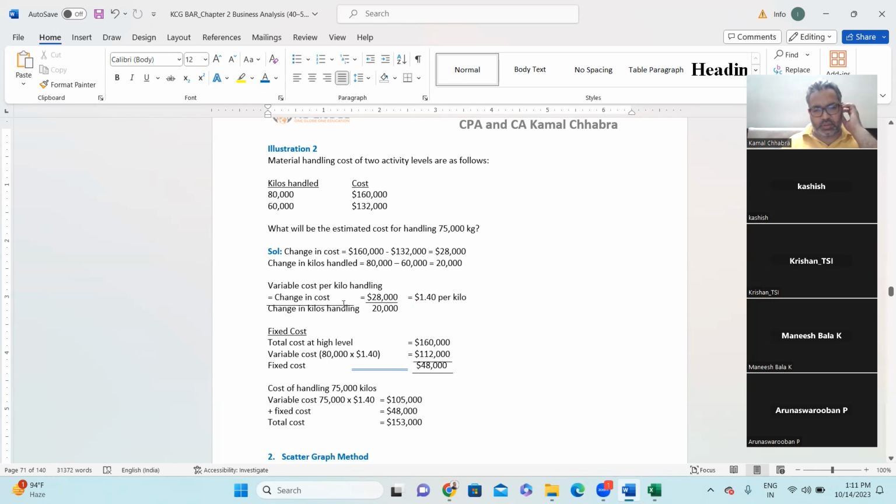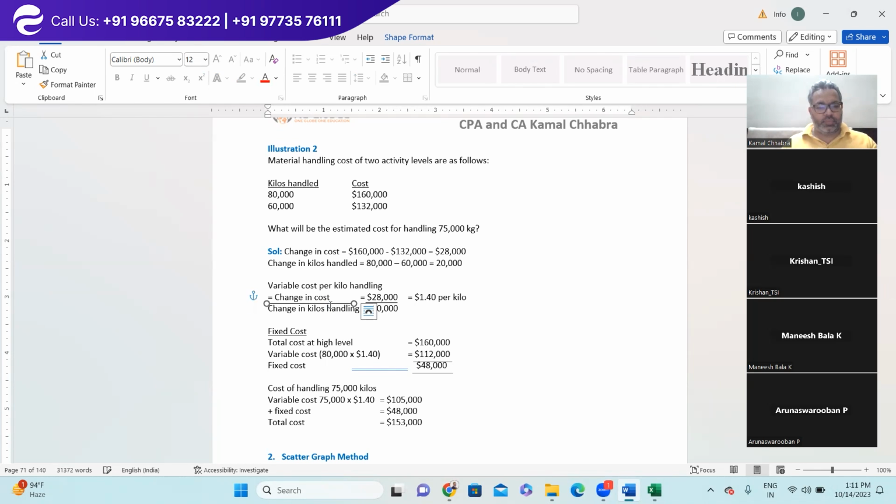So what will be the fixed cost? The fixed cost is available at high level. So 160,000 is the total cost minus variable cost at higher level. 80,000 multiplied by $1.40, that is $112,000, right? So the fixed cost is $48,000. Everyone agree? Any doubt here? So far so good.